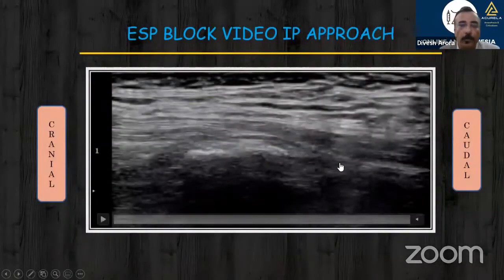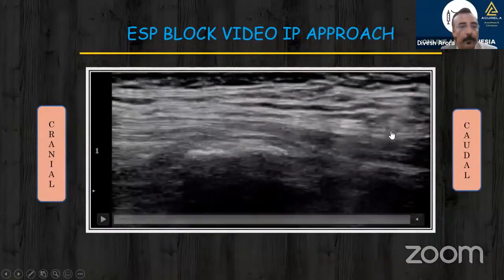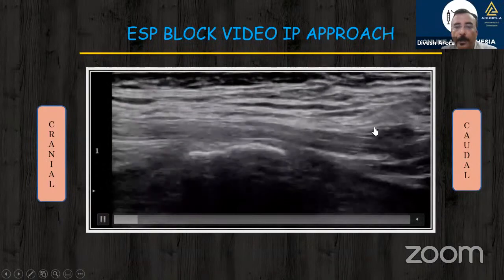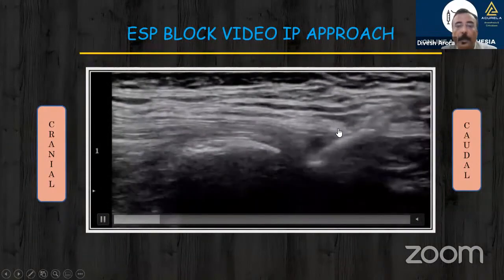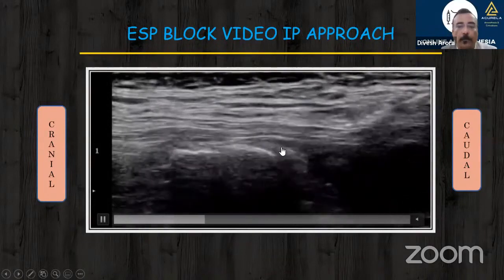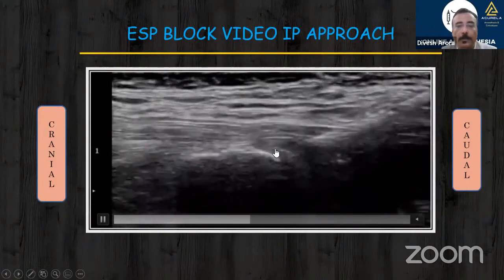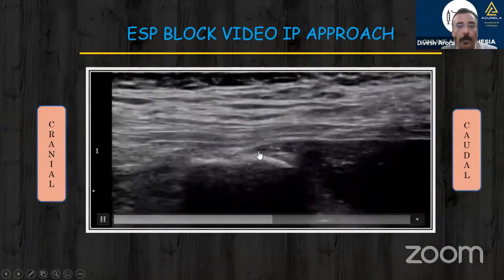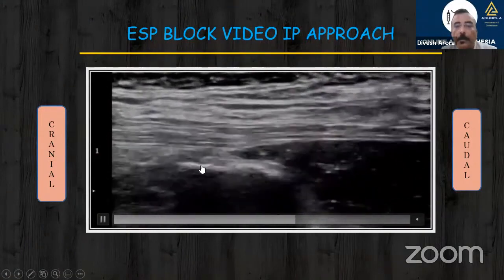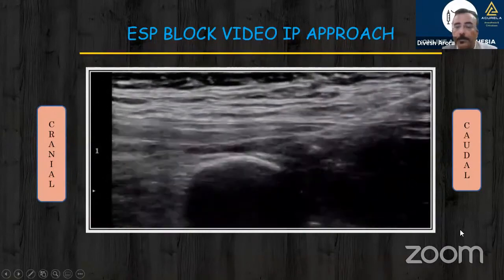Let's look at a video. So right hand of the screen is caudal. Left hand of the screen is cranial. So my needle is going to come from caudal to cranial in plane approach. And the aim is to hit the transverse process, do a test injection. Once we see the ESP getting lifted off the transverse process, then the remainder of the injection can be done. And we can observe the spread of the drug in 2 to 3 spaces cranial as well as 2 to 3 spaces caudal.